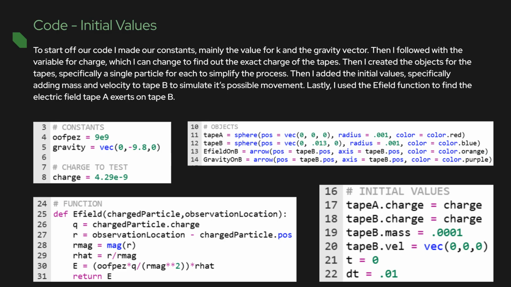To start off our code, I made our constants, mainly the value for k and the gravity vector. Then I followed with the variable for charge, which I can change to find out the exact charge of the tapes. Then I created the objects for the tapes, specifically a single particle for each to simplify the process. Then I added the initial values, specifically adding mass and velocity to tape B to simulate its possible movement. Lastly, I used the E field function to find the electric field tape A exerts on tape B.